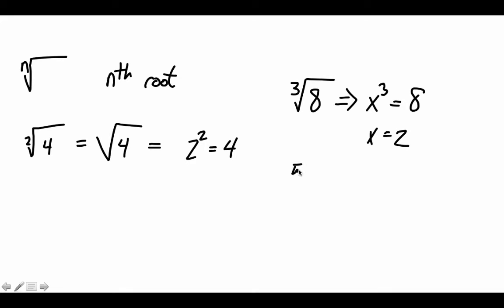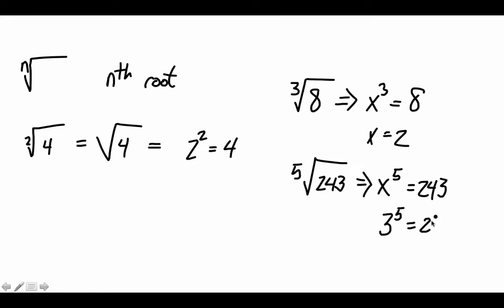We could do the fifth root. The fifth root of 243, for example, is saying what number to the fifth power equals 243. And the answer to that would be 3, since 3 to the fifth is 243. We don't really need to know that for this unit, but it's worth knowing. We're going to work on simplifying square roots.